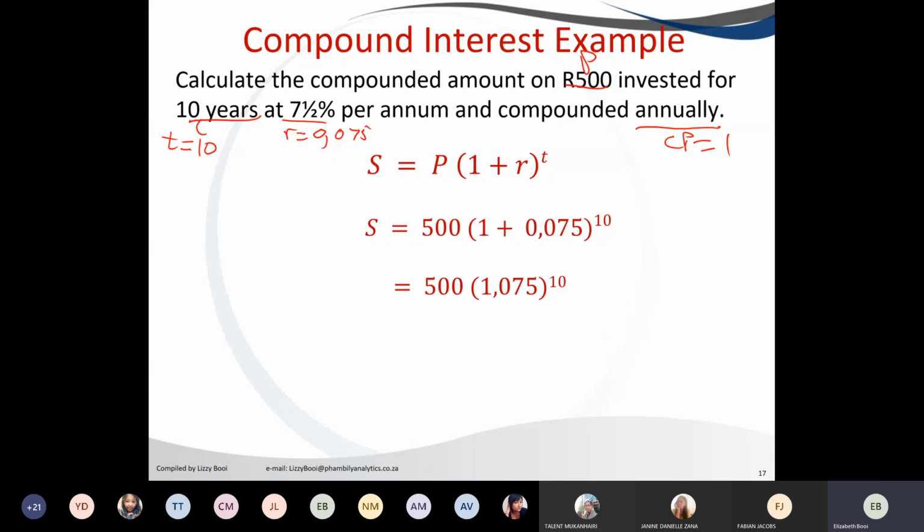I start with what is inside the bracket, which will give me 1.075 to the power of 10 multiplied by 500. Then I take the power, and I get 2.06103, multiply that by 500, and the answer I get is 1,030 Rand 52 cents. And that's how you find the compound interest.